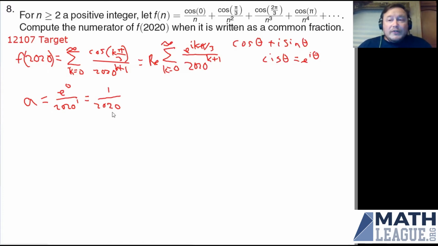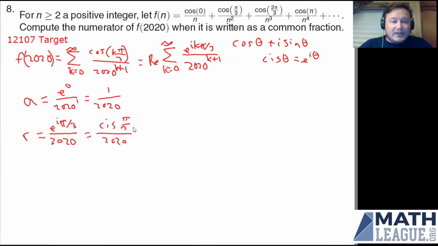Now, what's my ratio between terms? Every time k increases by 1, I am now going to be multiplying the numerator by e to the i pi over 3, to get an extra 1 in there. That's what this k does. And I'm also going to be multiplying the denominator by 2020. So my ratio is going to be e to the i pi over 3 over 2020. Now, that's going to be equal to cis of pi over 3 over 2020 by this formula up here.